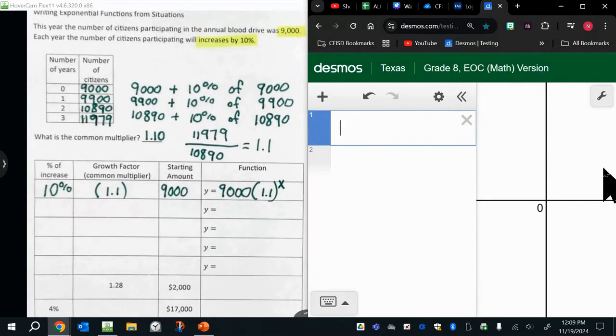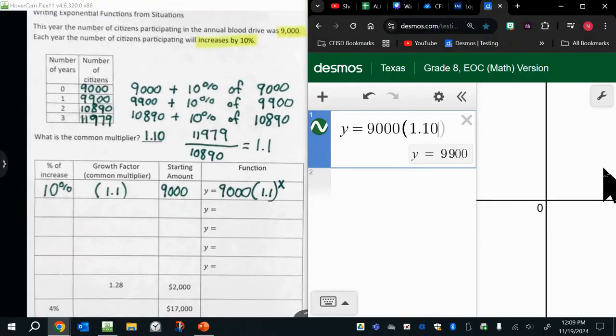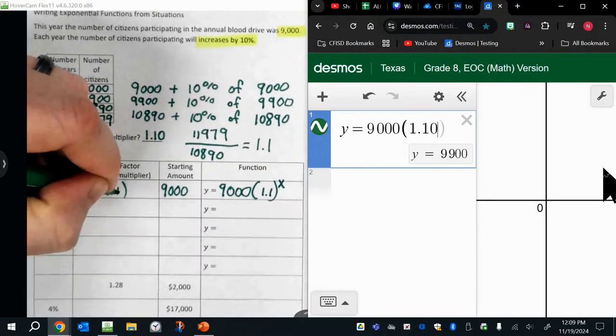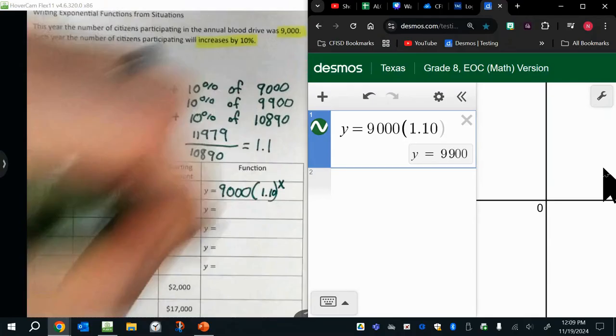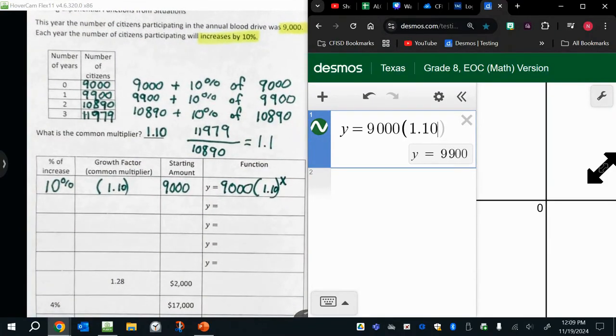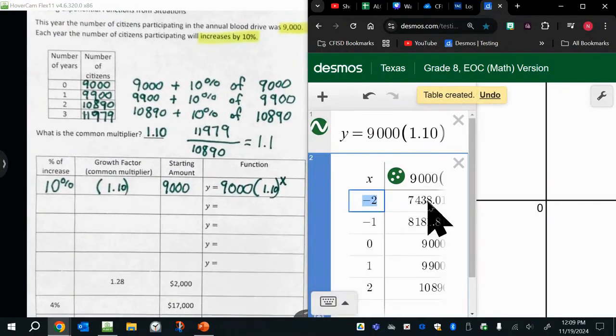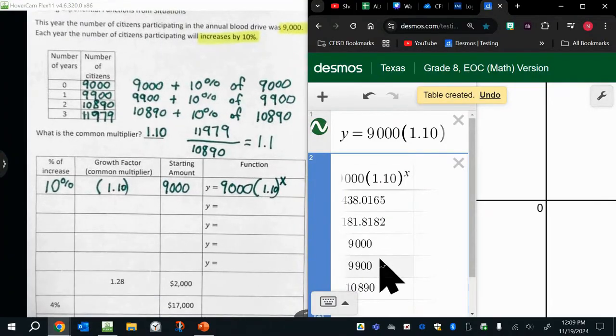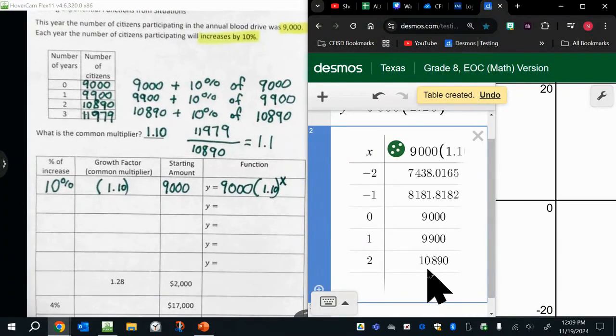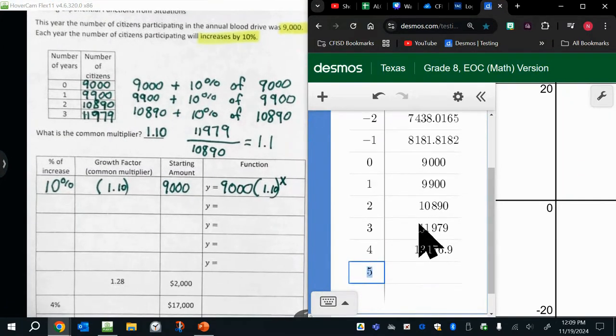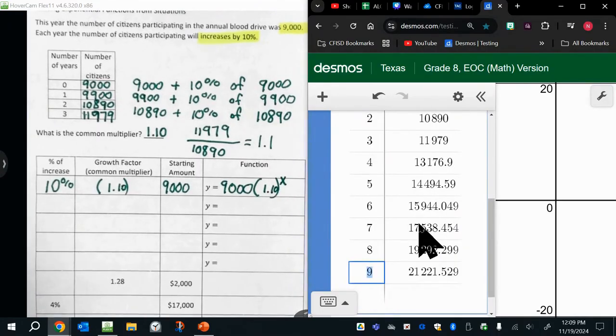So let's see. Y equals 9,000 times 1.1 to the power of x. And if I turn this into a table, it should start giving me those values right there. And they do. Here they are. If I hit enter, there's the next value. And I can find any value at this point.